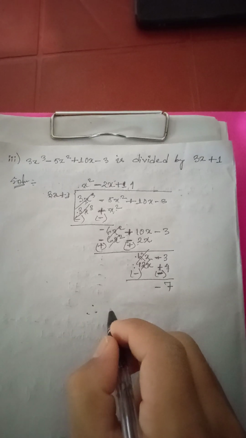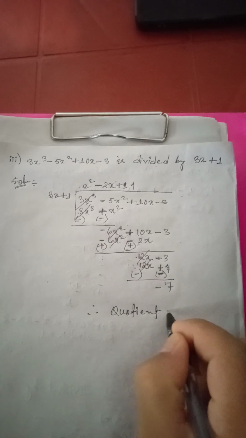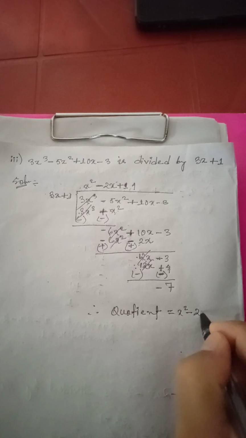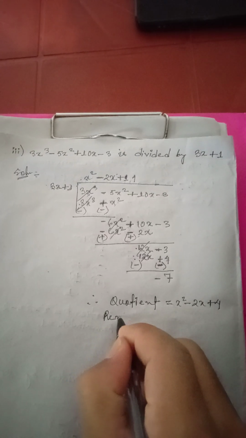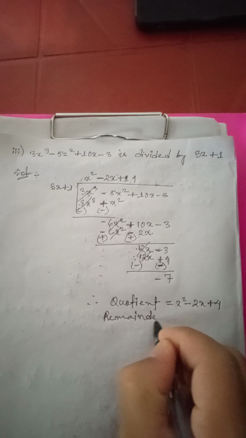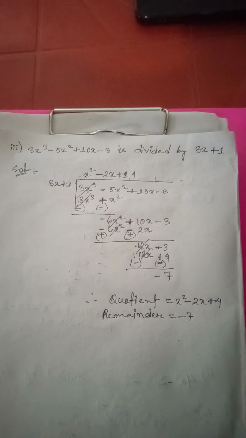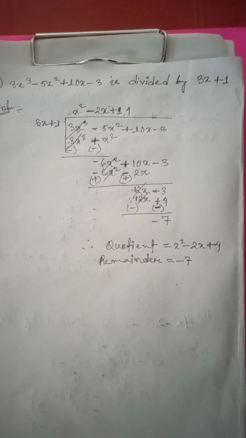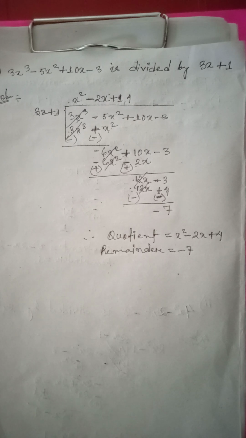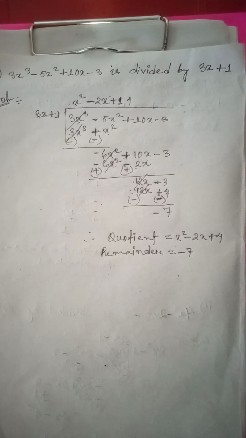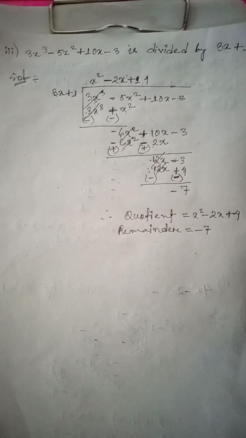At last, what is the equation that we will get? Or what is the equation that we got here? It is x squared minus 2x plus 4. And then, what is the remainder that we have? It is minus 7. Alright? Okay, this is all about the problem that we discussed, Roman number 3. Now, let us move to Roman number 4.